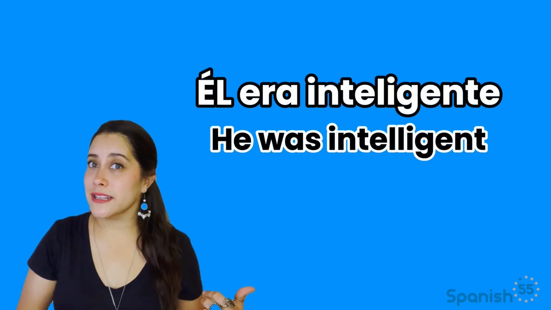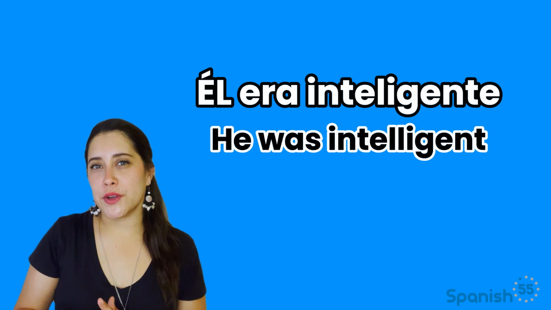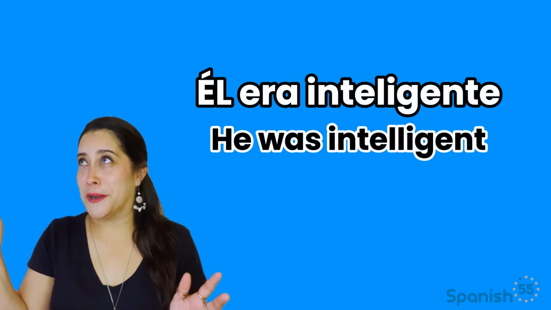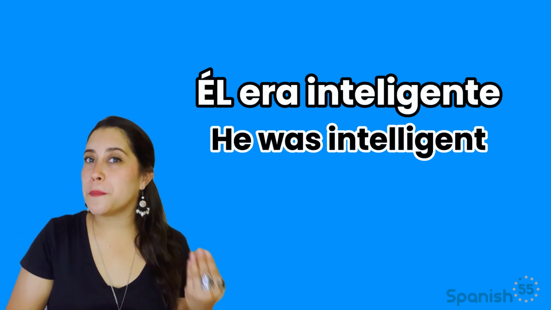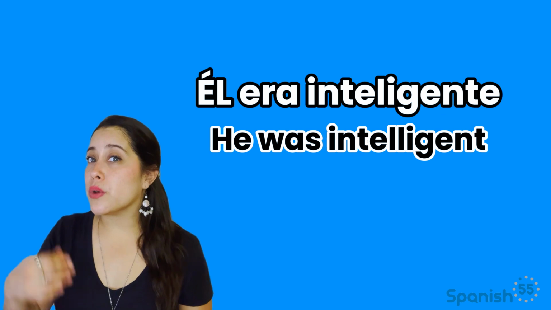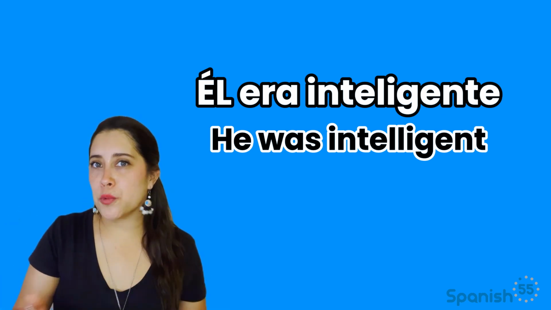Let's check some examples. 1. Él era inteligente. He was intelligent. In this example, we're basically talking about a person who used to be smart in the past. Maybe that person is not that smart anymore, or maybe that person passed away, or we could even be thinking about someone that we remember as a smart person, but with whom we don't have any more contact.